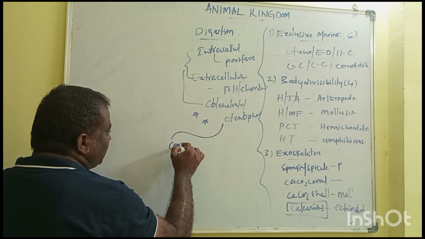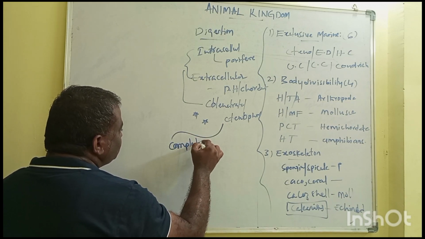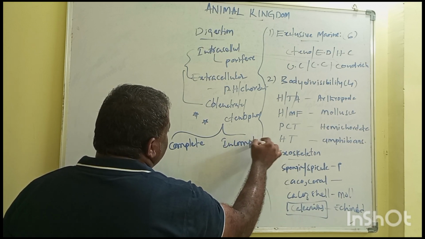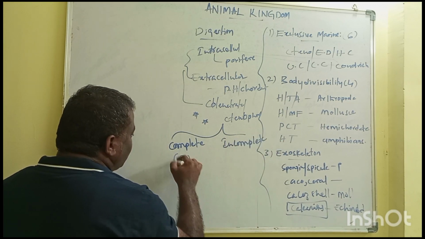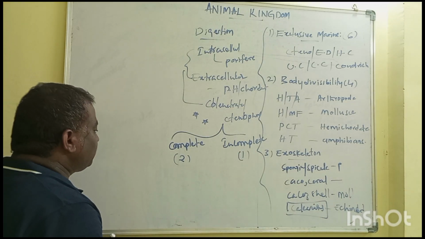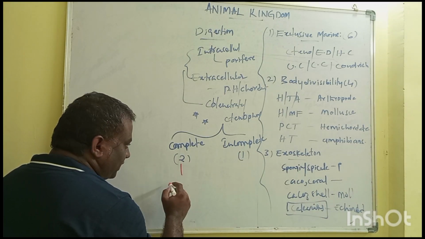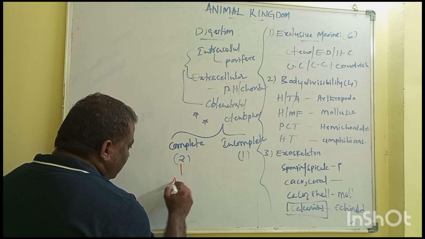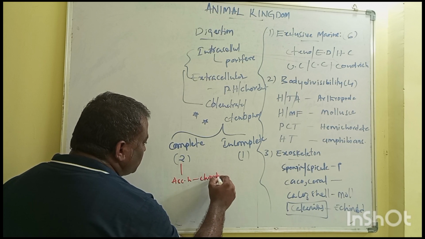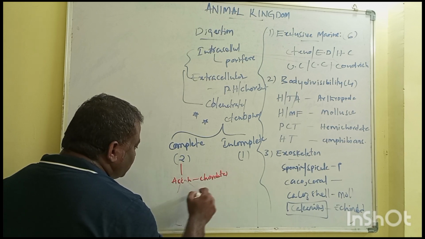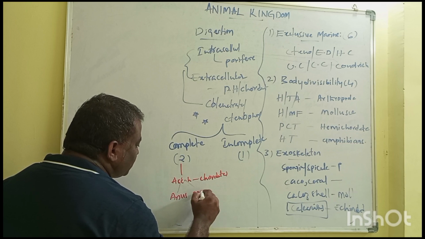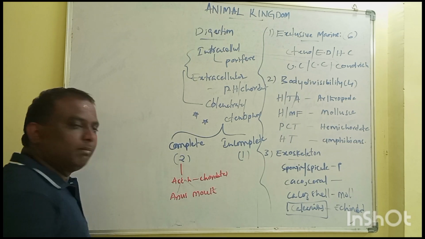So complete and incomplete. Complete means two openings are there, whereas incomplete means only one opening is there. The complete digestive system is seen from Aschelminthes to chordates, where you can see two openings. What are the two openings? The mouth and the anus.